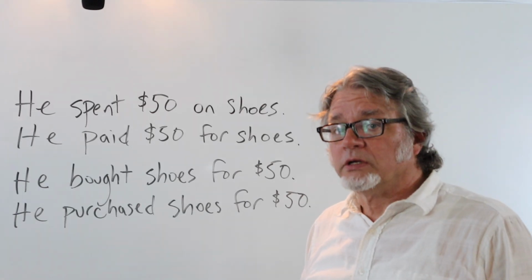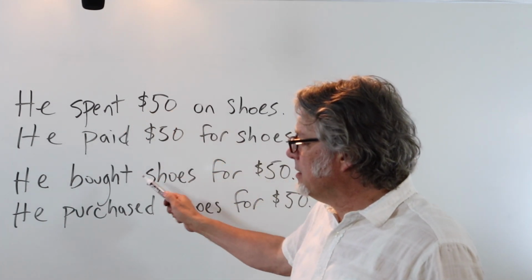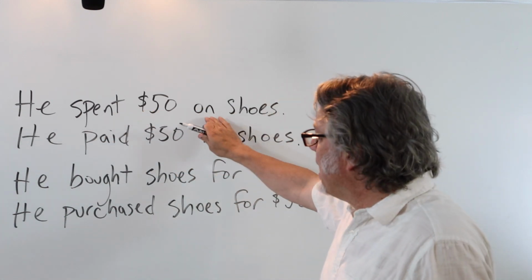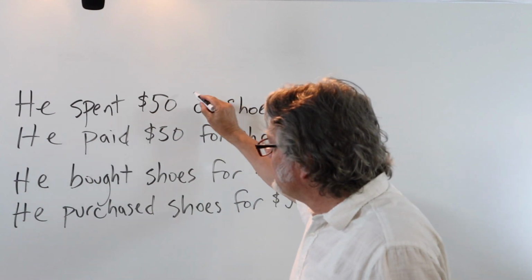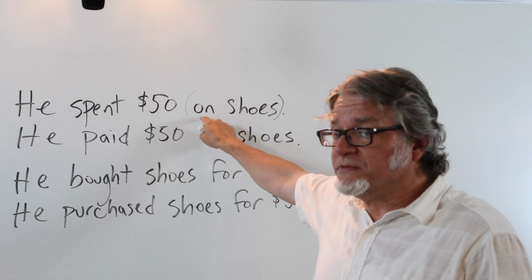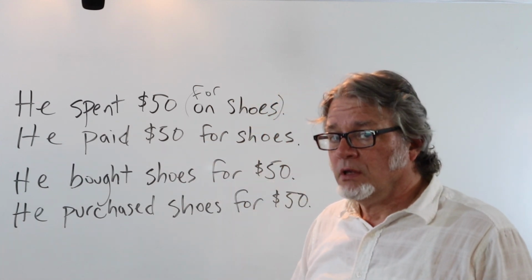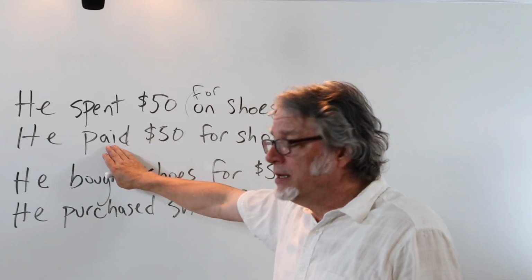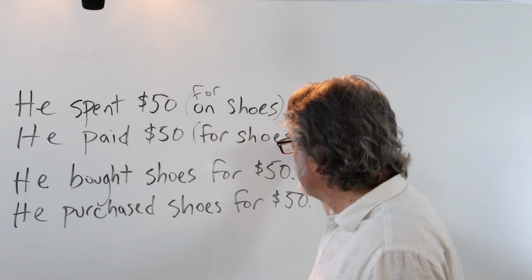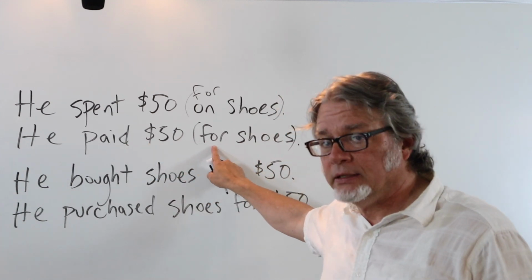Notice that the word order can change a little bit if you decide to use spend or pay, buy, or purchase. He spent $50 on shoes. Here's the prepositional phrase at the end using on. You could also use for. He spent $50 for shoes. And with the verb pay, he paid $50 for shoes. Here's the prepositional phrase. You can only use for, and with pay you can't use on.